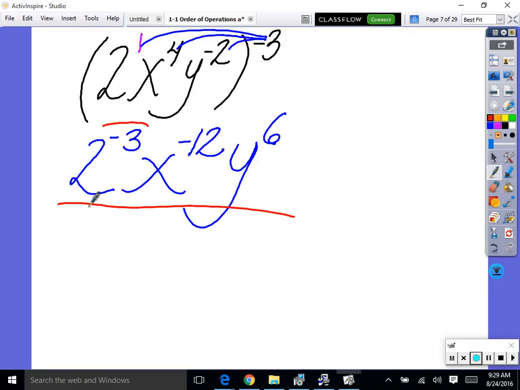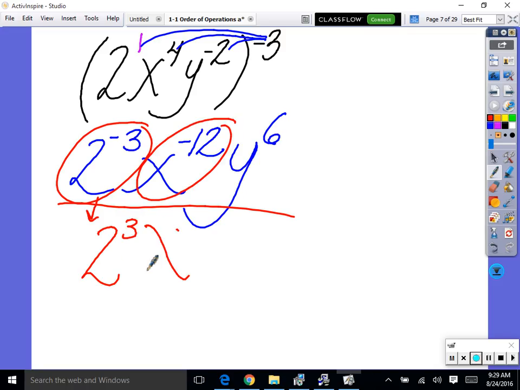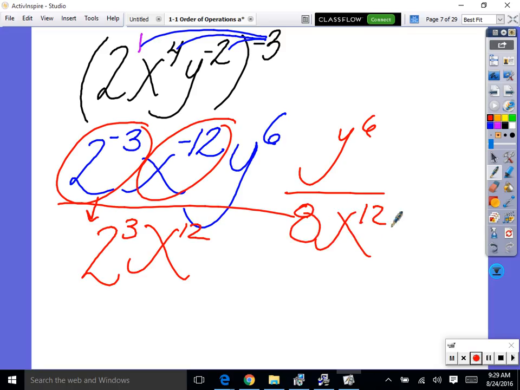We draw a line. That's got to come down. So it'll be 2 to the positive 3. That's got to come down. X to the positive 12. So on top, we have a y to the 6. On bottom, we have 2 to the 3rd, which is 2 times 2 times 2, which is 8. X to the 12. Comfortable? Feeling good? Okay.